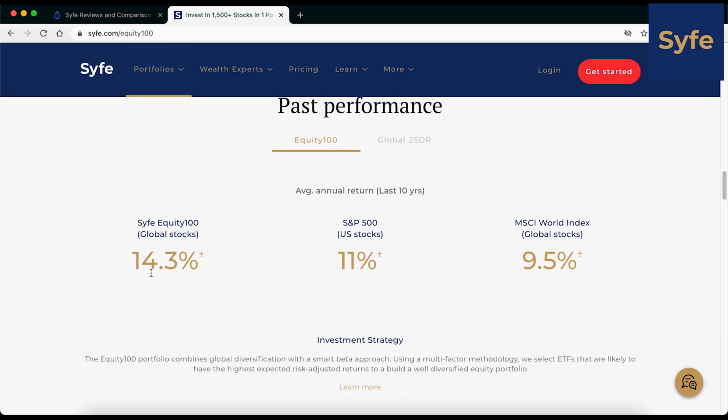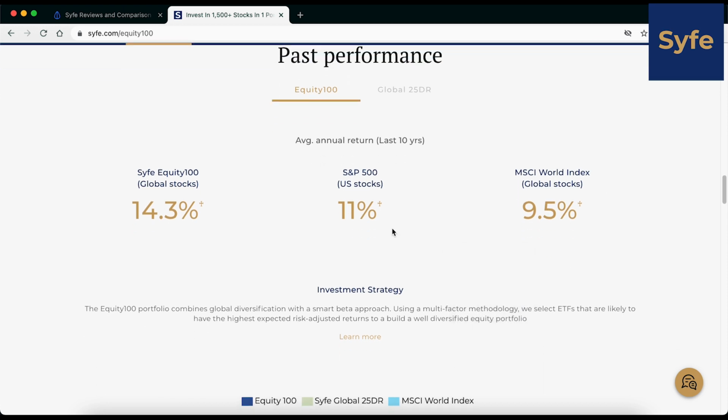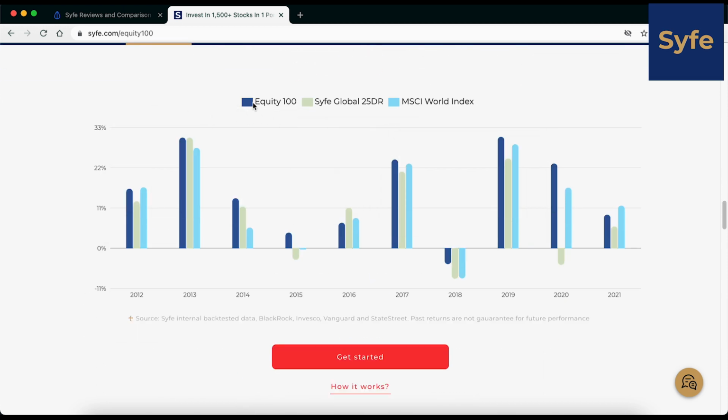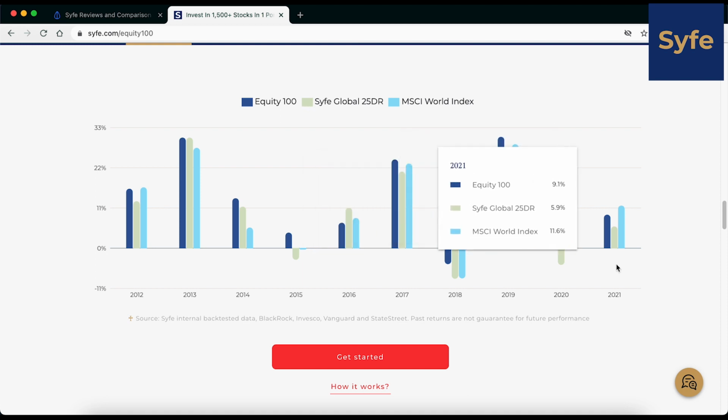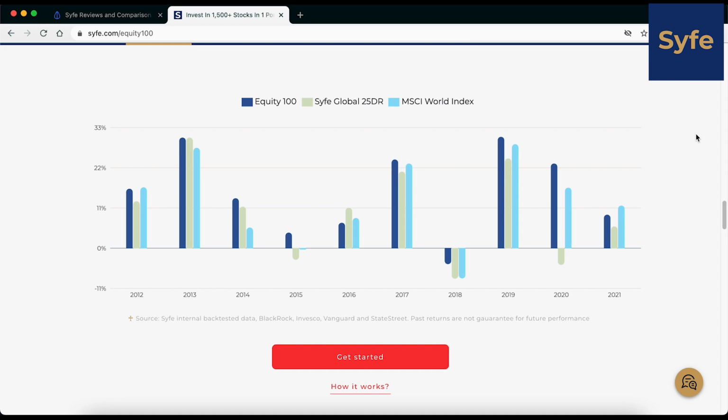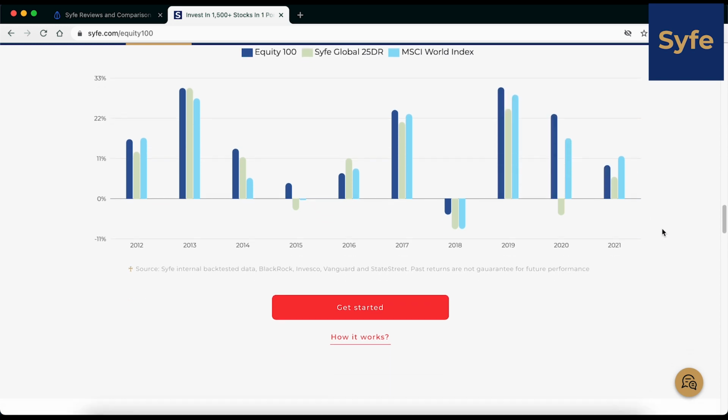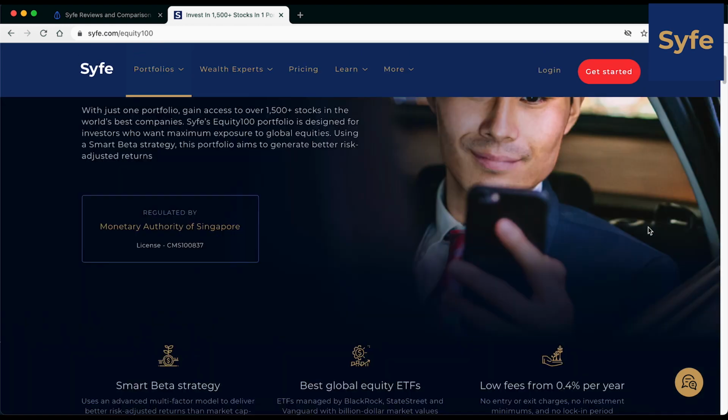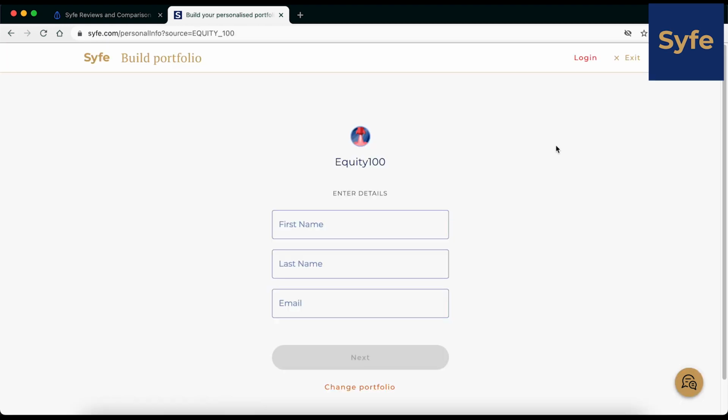Okay, past performance, Equity100 14.3%, US stocks 11%, so Equity100 actually outbeat the S&P 500 and even the MSCI World Index of global stocks. So here we'll compare Equity100 in dark blue versus Syfe Global 25DR and the MSCI World Index. You can see the dark blue one actually wins over MSCI in many of the years other than this year, but this year has not finalized yet, so that's not a fair comparison. Anyway, let's get started. I want to get started.